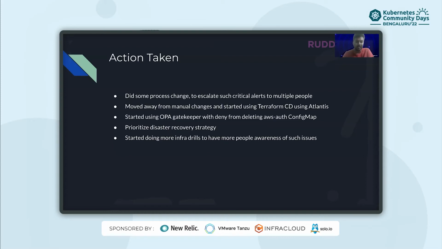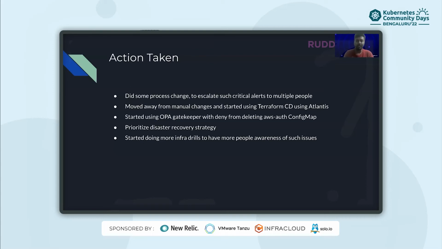And another thing that's very specific is that the AWS auth config map got overridden, and then it was deleted and so on. So we set some OPA Gatekeeper rules to make sure the config map is never deleted. And also, we did not have a proper disaster recovery strategy then. It was more like we strategized during the call and did something, but we realized we needed to have a plan if something else goes wrong.